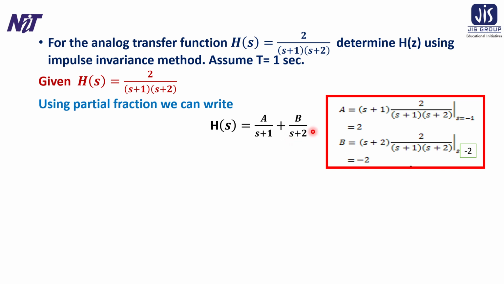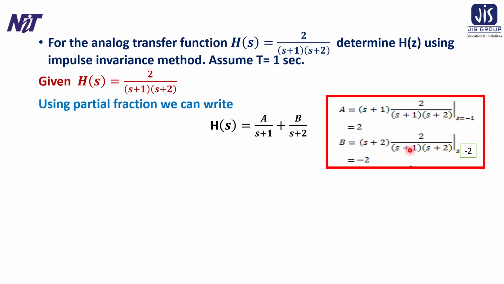And to find the value of B, the denominator of B is s plus 2. So it is multiplied with H(s), that is (s plus 2) into 2 divided by (s plus 1) into (s plus 2), where s plus 2 equals 0. So s becomes minus 2. So s plus 2 cancels out. Put the value of minus 2 over here.